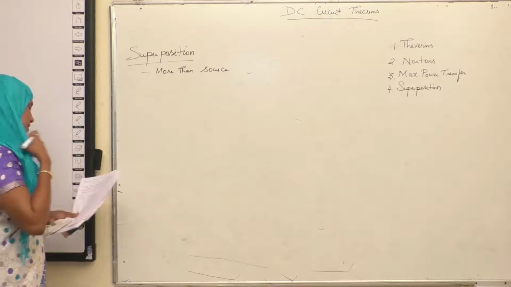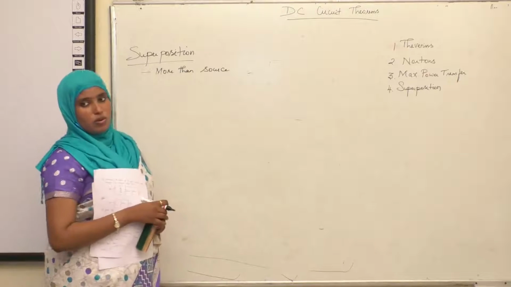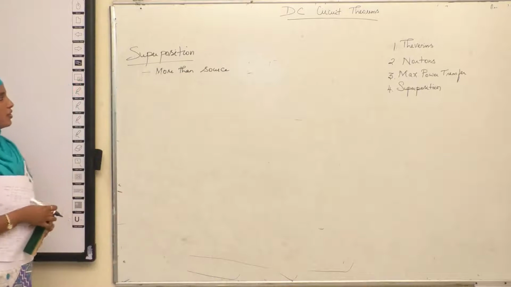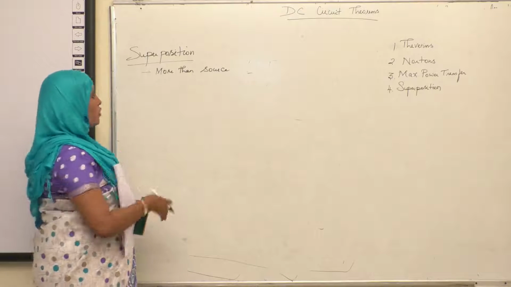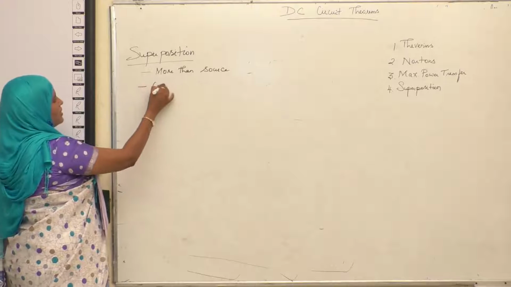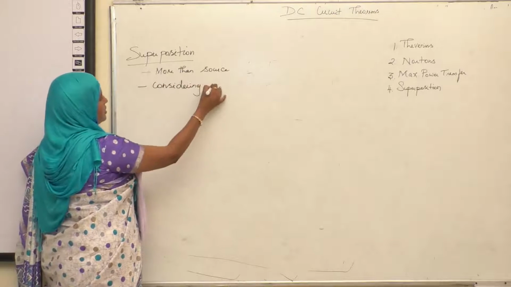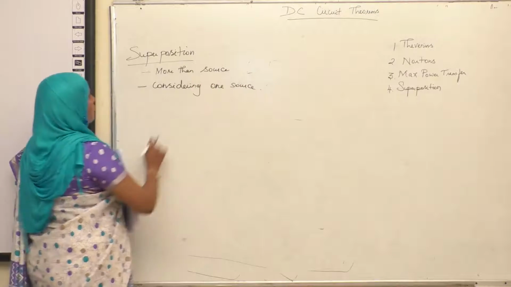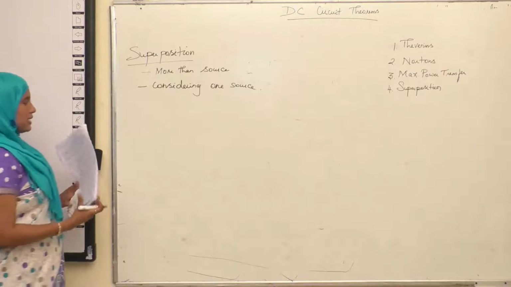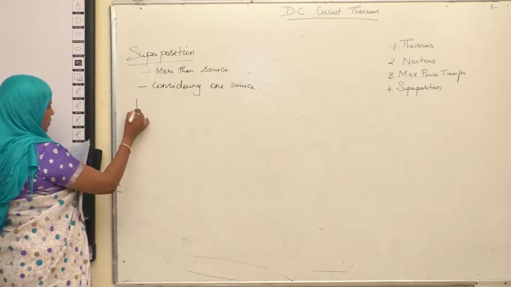It states that the algebraic sum of the current flowing through any branch is equal to the sum of all the currents flowing through that branch when you are considering only one source at a time. Considering only one source. This will be easily understood if we solve one problem here. So let us see one problem.